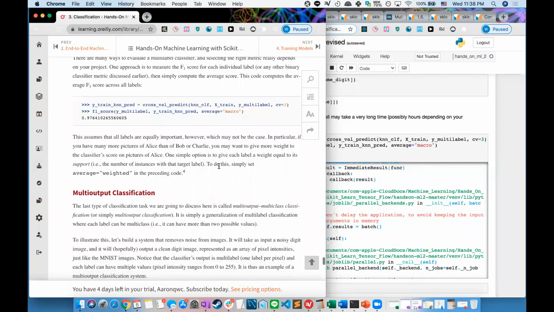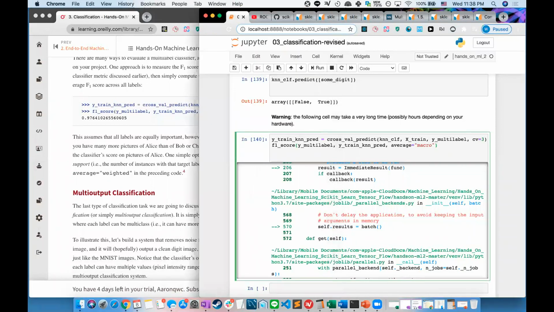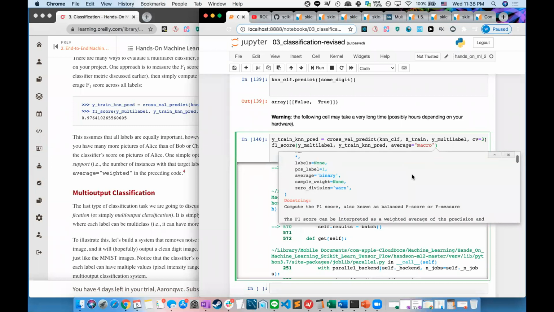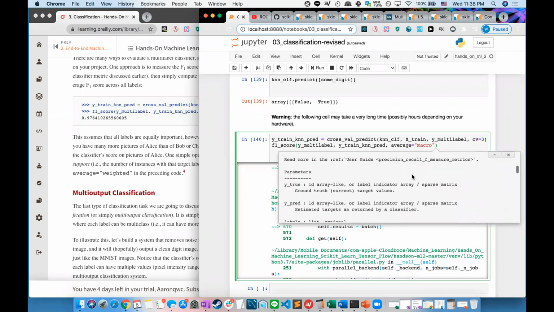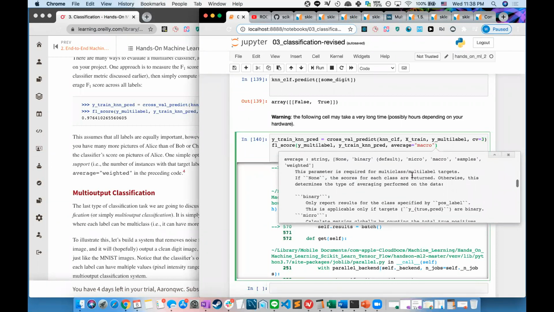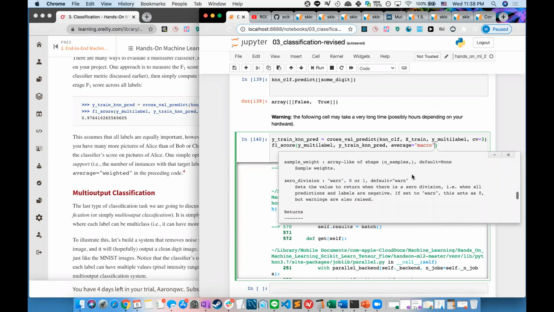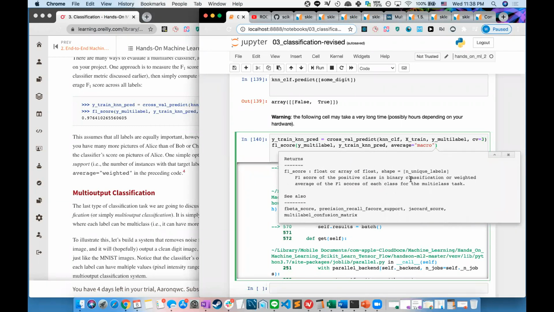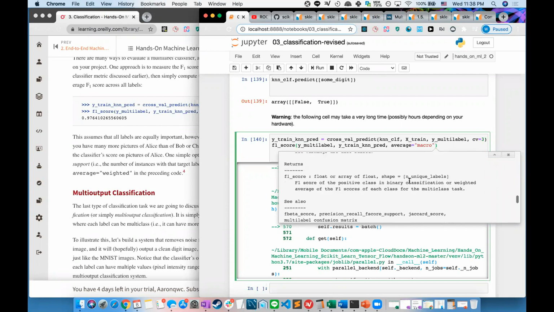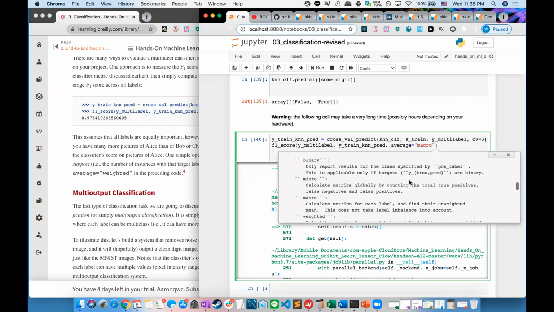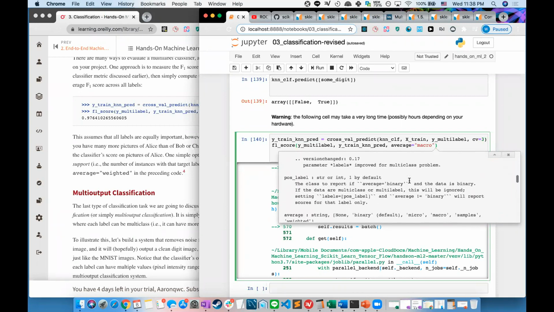So what does macro do actually, as opposed to weighted? That's a good question. Let's take a look. So macro is basically going to weight it by the number of classes. So let's say you had 4 classes. It's not going to look at the number of samples. So you could have completely imbalanced classes. You would calculate each of the scores independently and then divide by the number of classes.